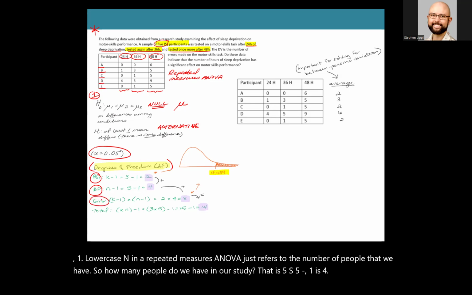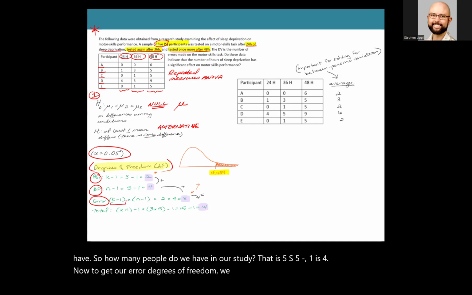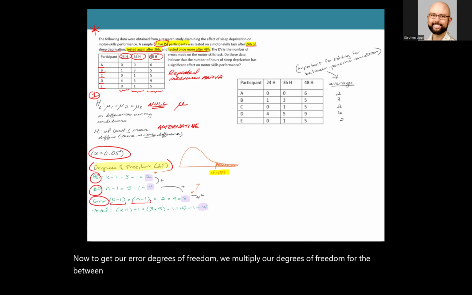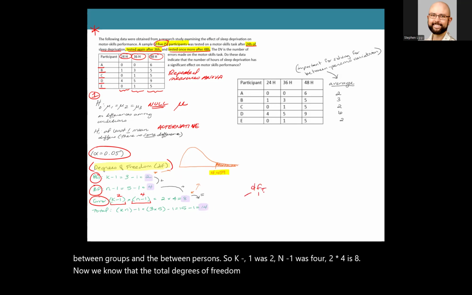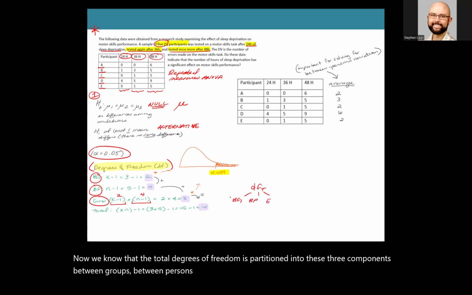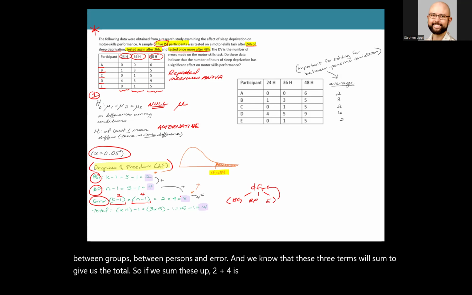Now, to get our error degrees of freedom, we multiply our degrees of freedom for the between groups and the between persons. So k minus 1 was 2. N minus 1 was 4. 2 times 4 is 8. Now, we know that the total degrees of freedom is partitioned into these 3 components: between groups, between persons, and error. And we know that these 3 terms will sum to give us the total. So if we sum these up, 2 plus 4 is 6, plus 8 is 14. We know by just addition and subtraction that it should be 14.